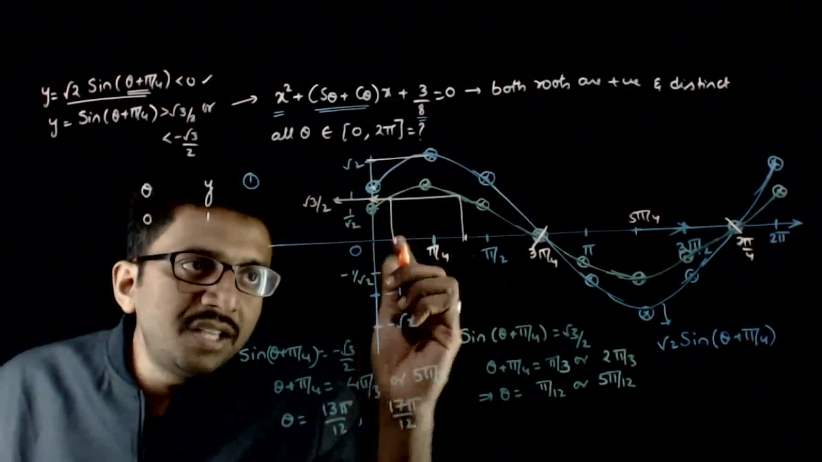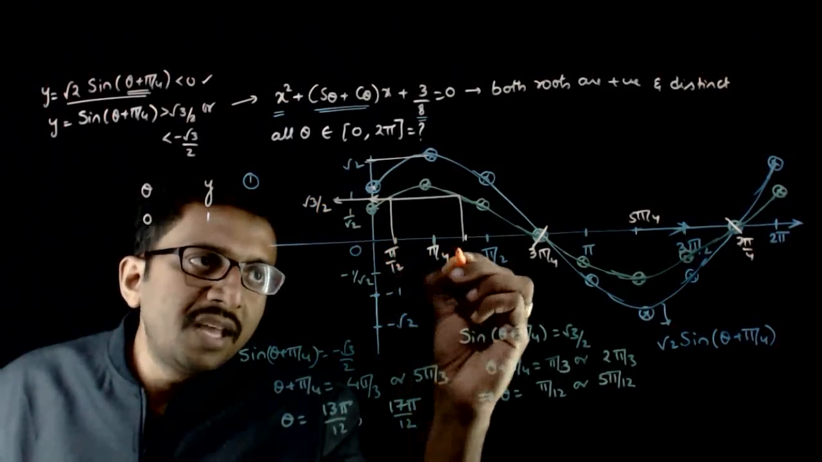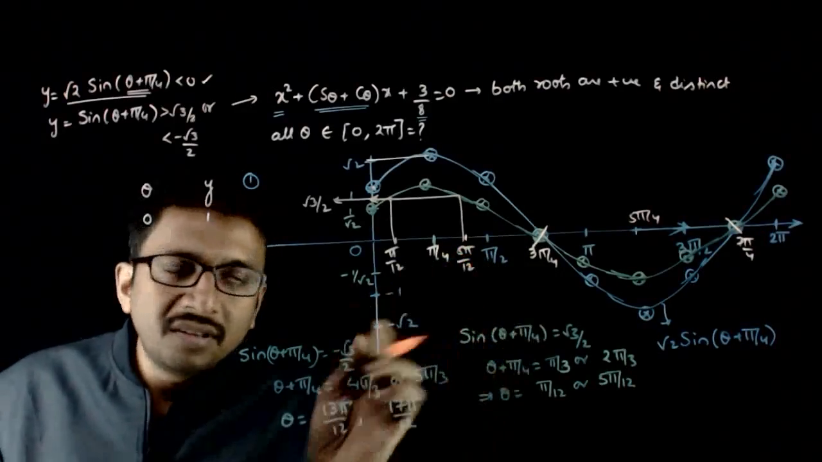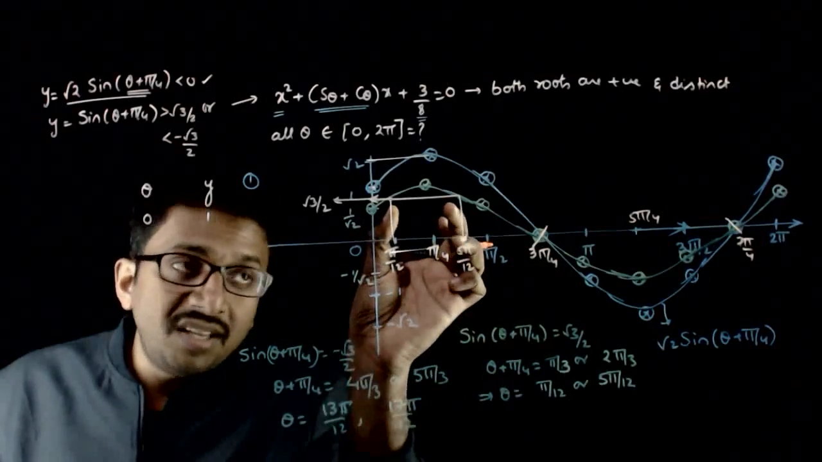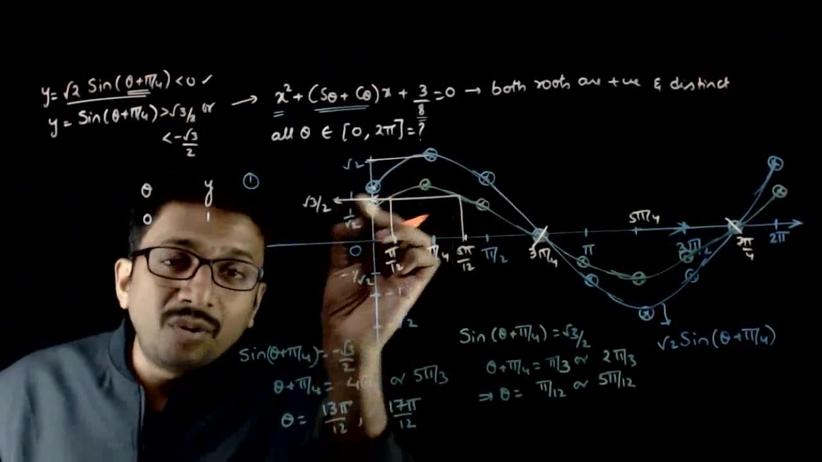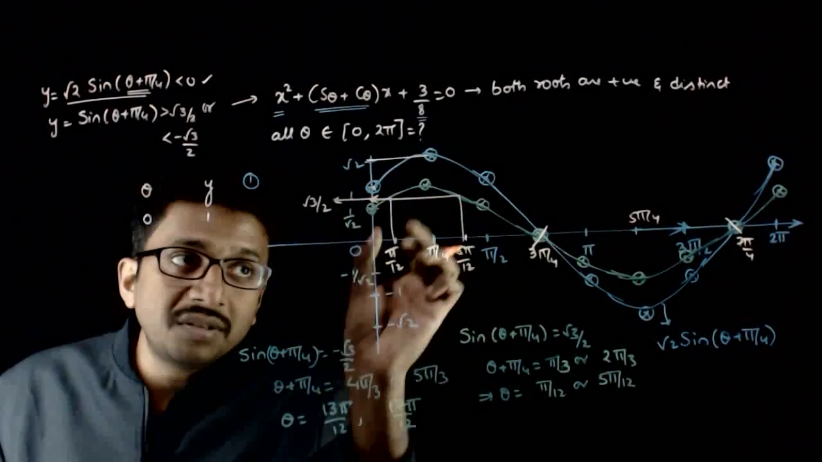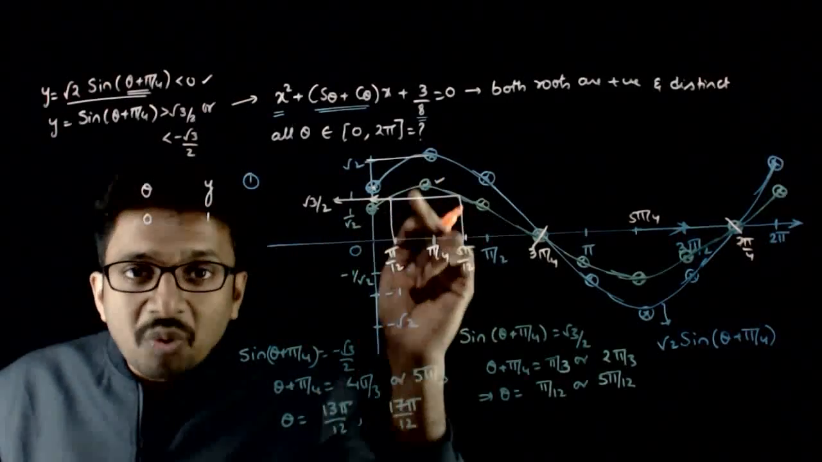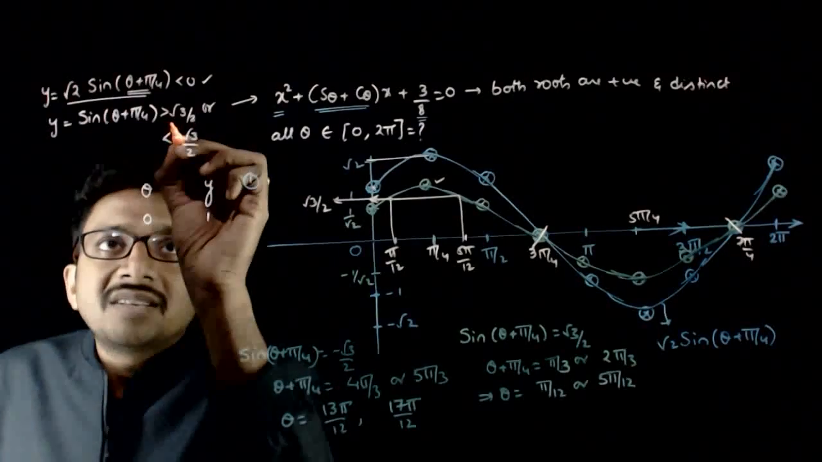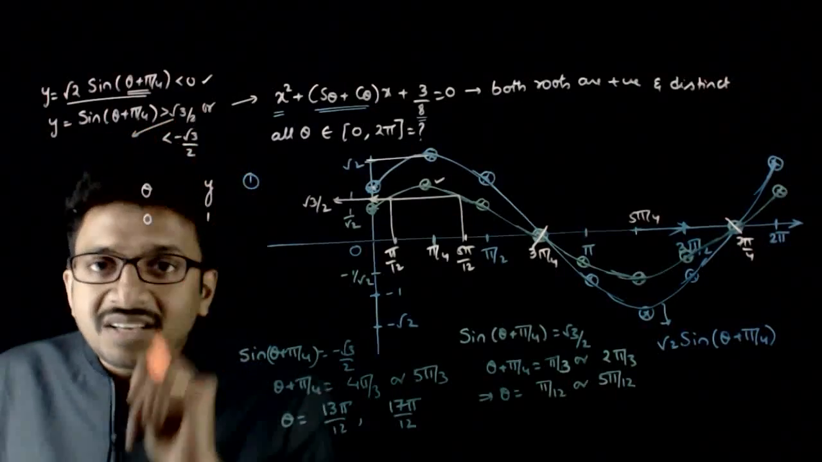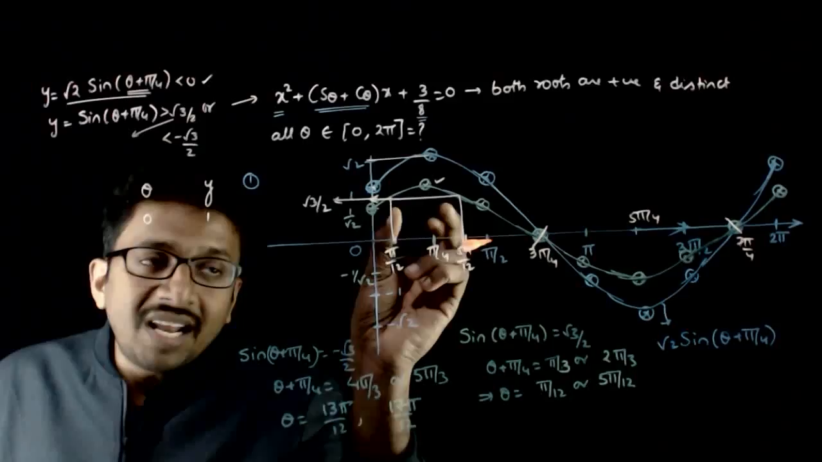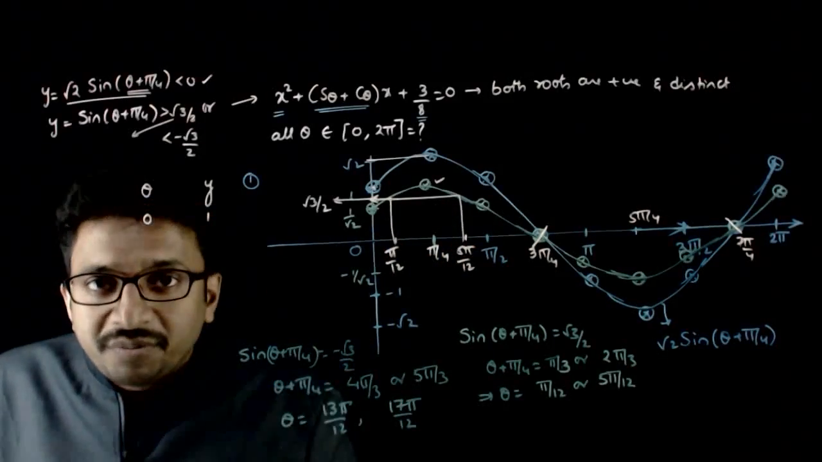Now between these two values, that is pi by 12 and 5 pi by 12, as you can see, the graph is above root 3 by 2. That is, between these values, the value of y is more than root 3 by 2. That means the answer to this first inequation is theta lies between pi by 12 and 5 pi by 12.